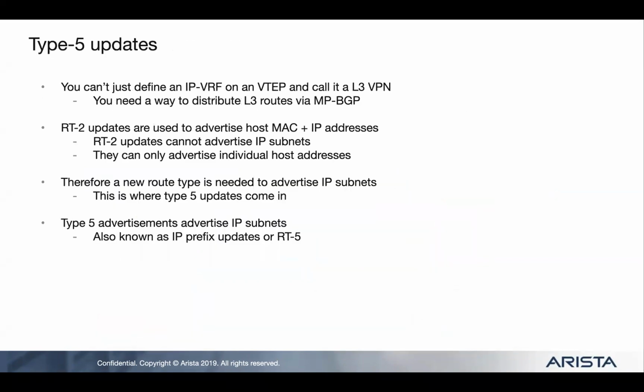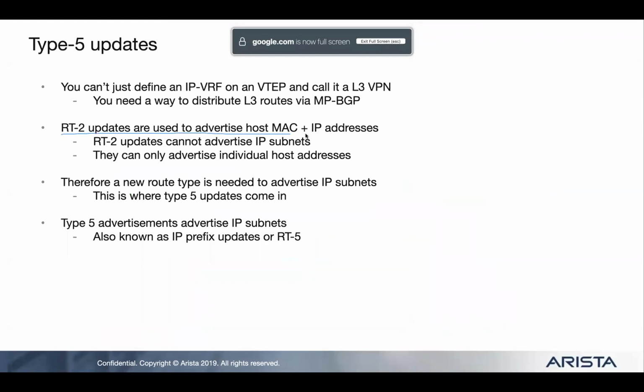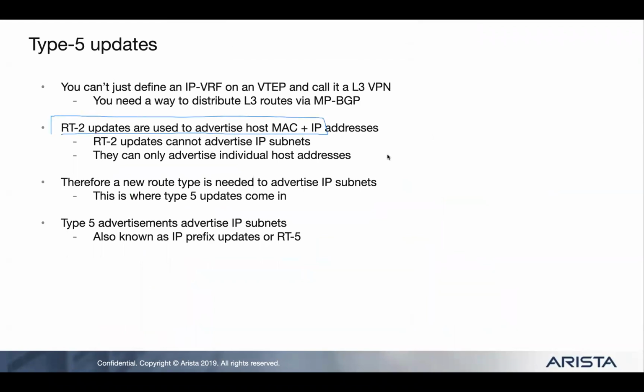Okay. So basically in type 2 also, we send only MAC plus IP information. Basically we advertise host addresses. If you remember the symmetric type 2 update, we advertise MAC plus IP information, and we also install it into the BGP EVPN routing in that VRF as a route, if that is symmetric IRB.